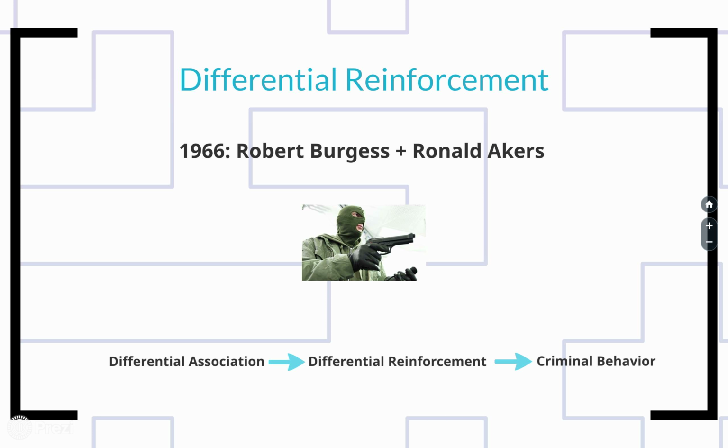According to Robert Burgess and Ronald Akers in 1966, Sutherland merely suggested that people with differential association must go through a learning process before they become deviant. In their opinion, Sutherland failed to specify what the learning process is, so they offered the idea of differential reinforcement to be the substance of the learning process that Sutherland missed.